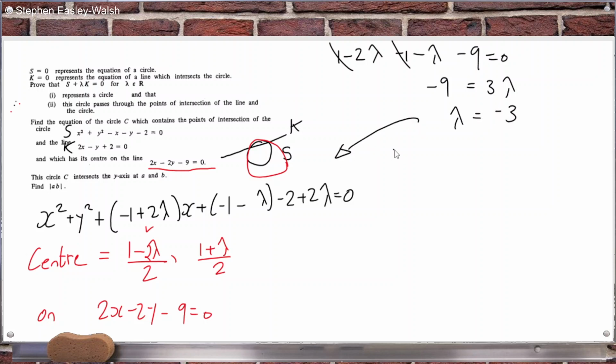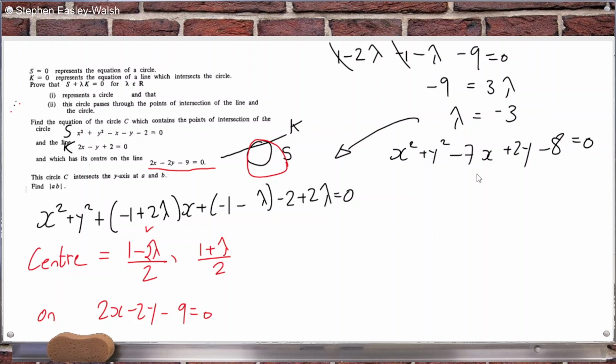Sub that in. I get x squared plus y squared minus 1 minus 7x minus 1 minus minus 3, that's 2y, minus 2 minus 6 is minus 8 equals 0.